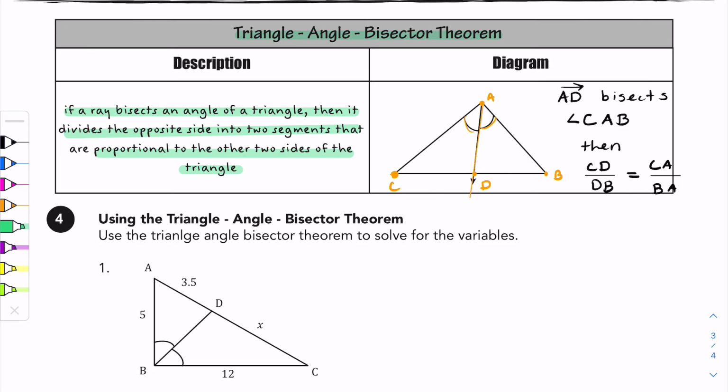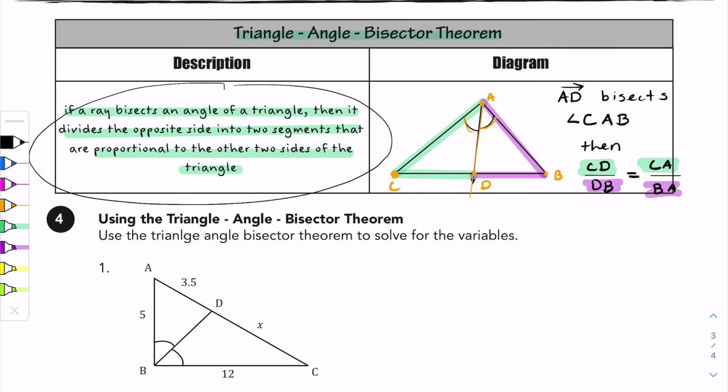So I'm going to highlight here to illustrate. We have CD and we have CA. We have DB and we have BA. So in this case, I put my green highlighted segments in my numerators and my purple highlighted segments in my denominators. I could have done that the opposite way, but we just set a proportion up of the sides of the triangle. And you might need to reread this theorem a couple of times to make sure it makes sense. But I will go into more depth with the theorem as I go over this next example.